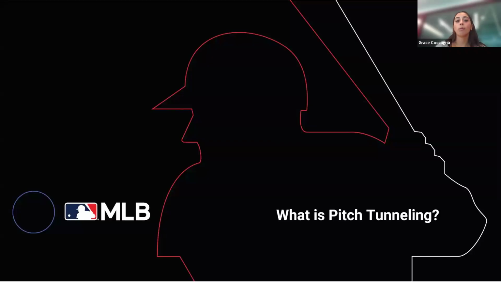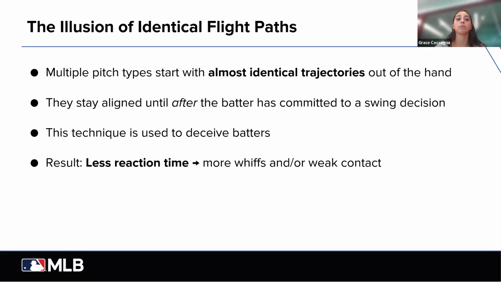So to begin, what is pitch tunneling? Pitch tunneling is when there are multiple pitches that have a very similar trajectory and flight path and then diverge at the last minute. This is a technique that pitchers can use to try and trick or deceive batters. The result is less reaction time and therefore more whiffs and or weaker contact.